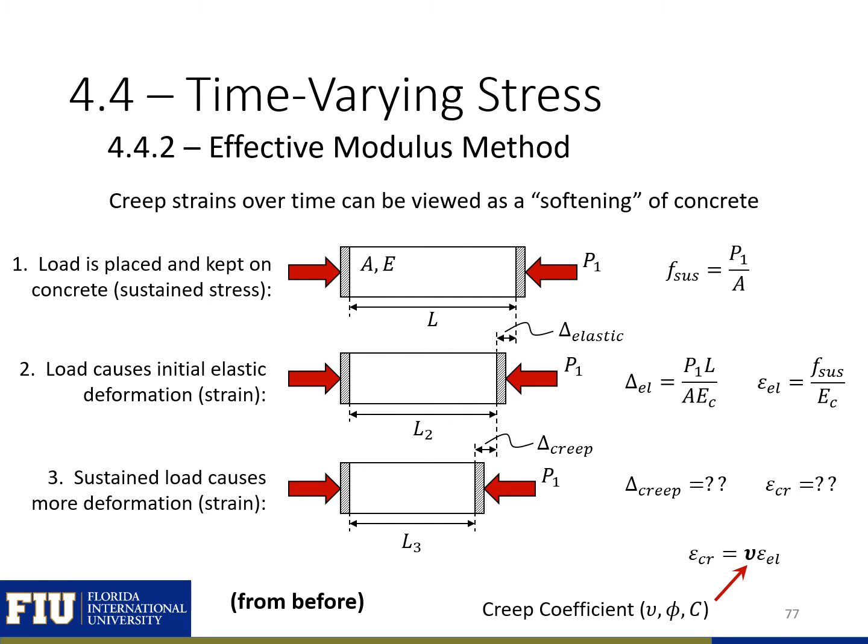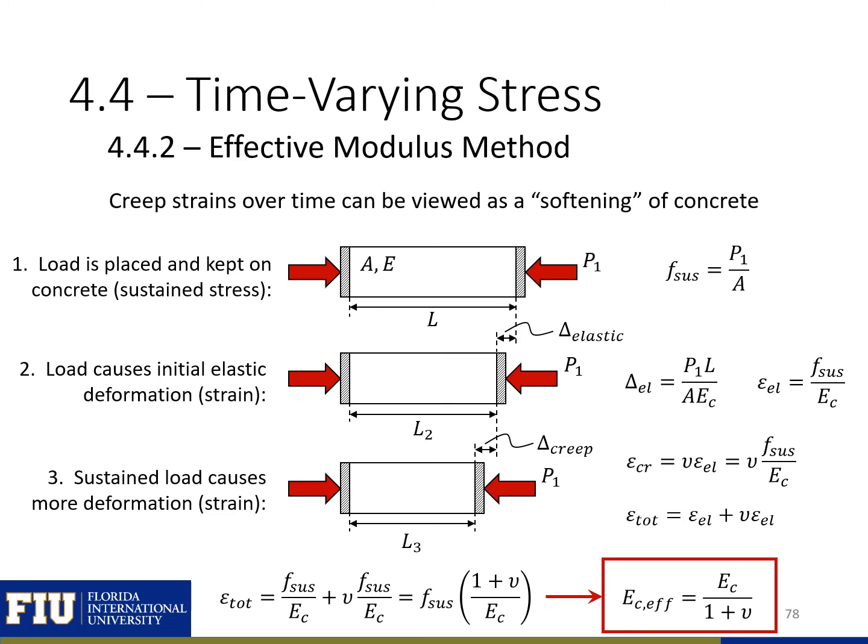Next, we're going to talk about the effective modulus method. We'll remember from before what our creep coefficient is. Remember that our creep coefficient relates our elastic strain to our creep strain. What we can do then is plug in our elastic strain and our creep strain and say that our total strain is equal to our elastic strain plus our creep coefficient times our elastic strain.